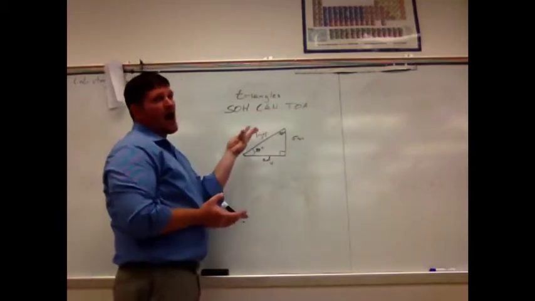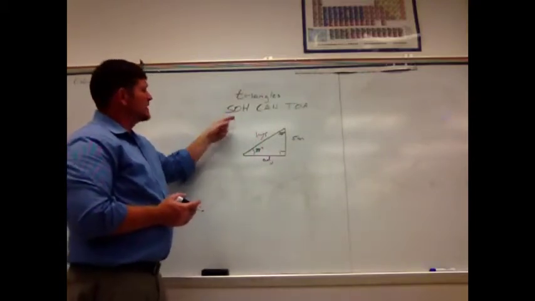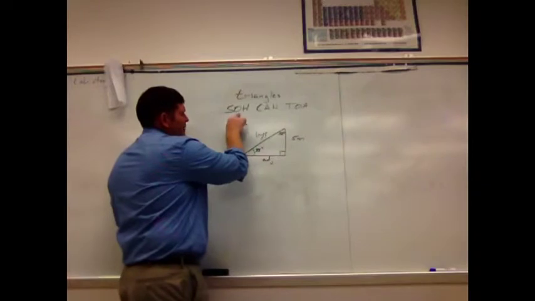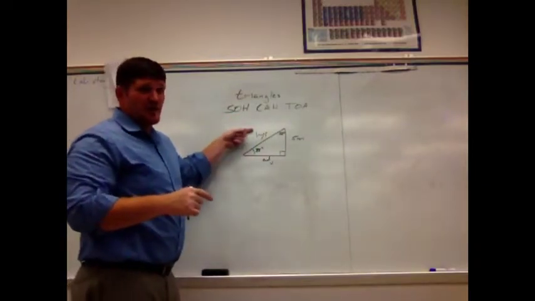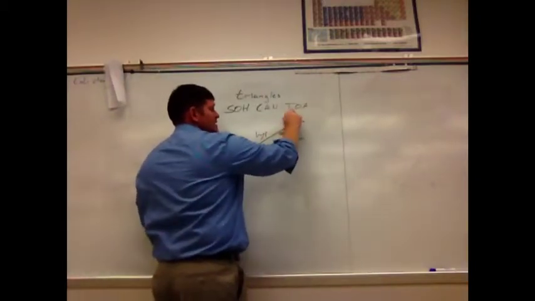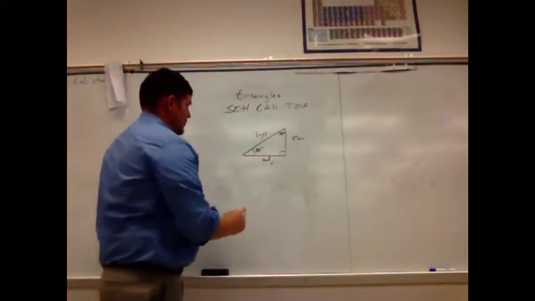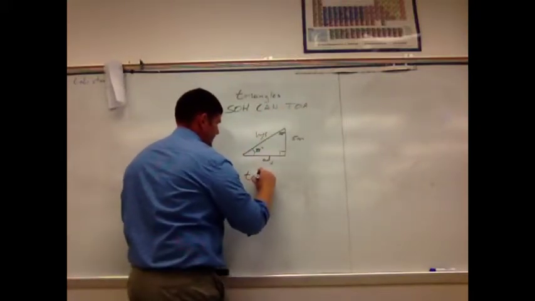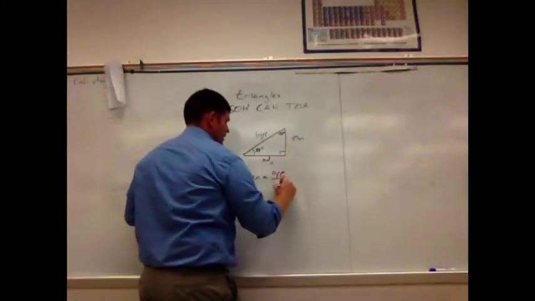Which ones have opposite in them? SOH has opposite in it, but the side that's left out there is the hypotenuse. So I don't have the hypotenuse, but if I wanted to solve for the hypotenuse, I could. The one that has the adjacent is TOA, so tangent. Let's write tangent equals opposite over adjacent.